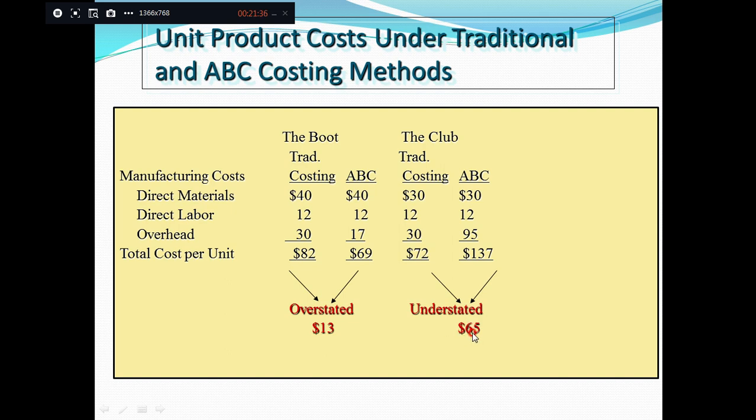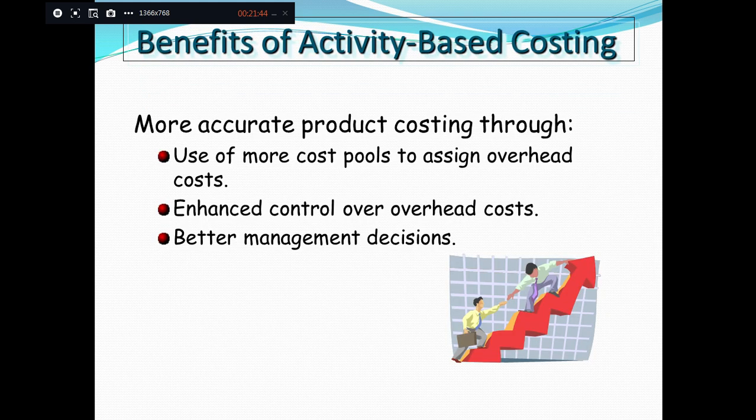So this is the difference, as you saw how they differ by the activity, or especially by the allocation of overhead costs. So the basic difference between the traditional and ABC costing systems is the way they allocate overhead costs. So the benefits of activity-based costing, why we need to use the new approach known as the activity-based costing system: more accurate product costing through use of more cost pools to assign overhead cost, because the big rationale is that the cost for each activity should be assigned based on the activity for which the resource or the cost was consumed. That's the best way.